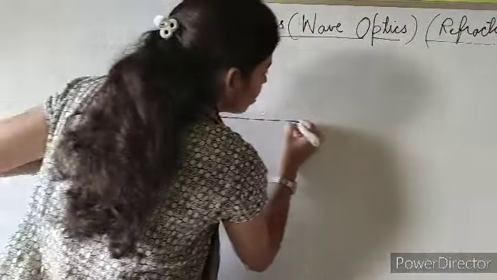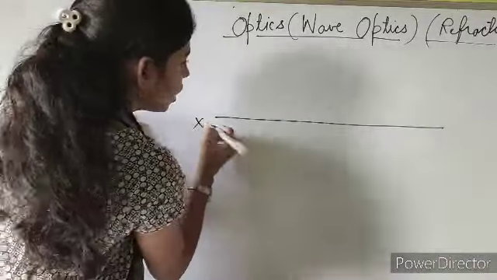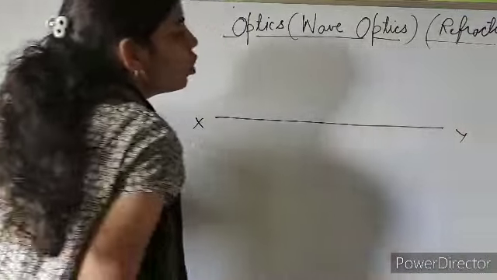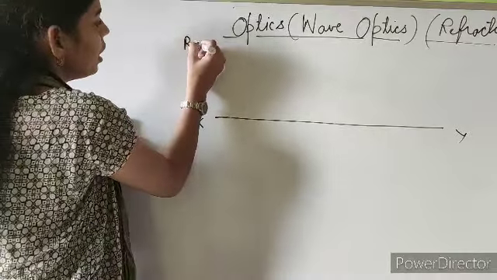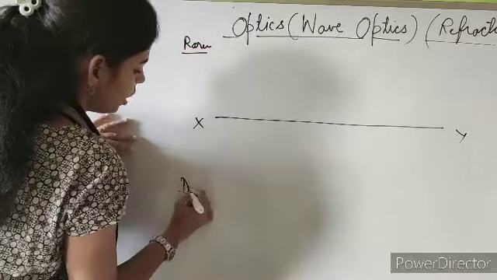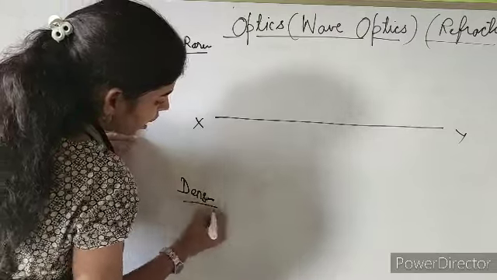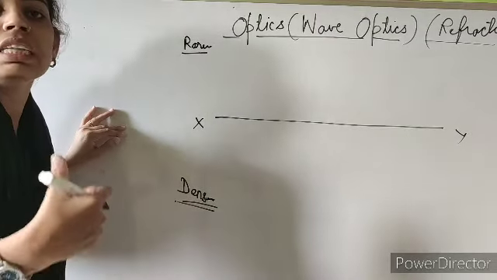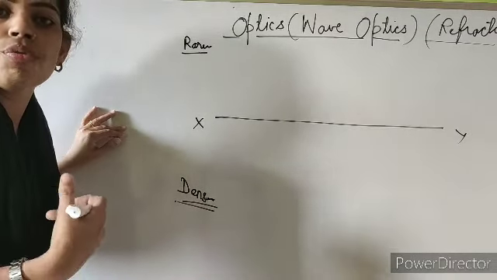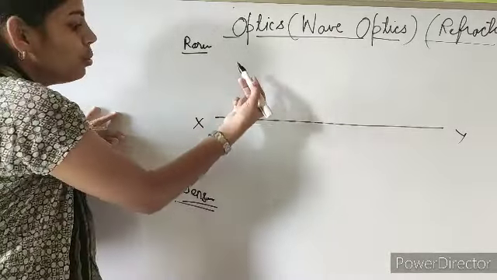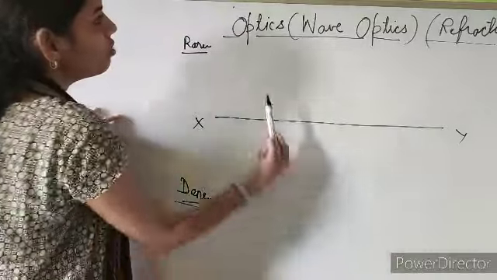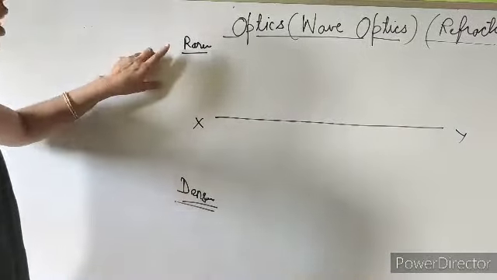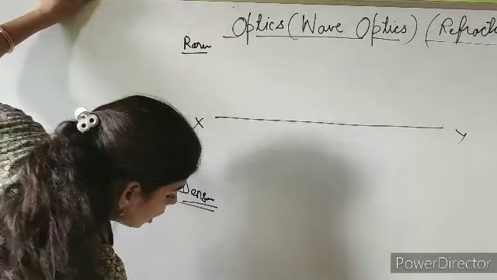So suppose, students, this XY is an interface which is separating the two mediums. This is suppose the rarer medium and this is the denser medium. In refraction we study the change in the path of light when light travels from one medium to another medium. So here also XY is an interface separating the two media, rarer medium and denser medium.